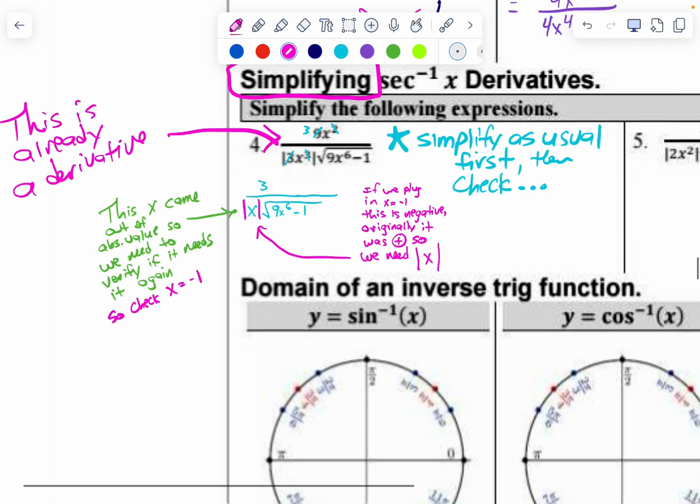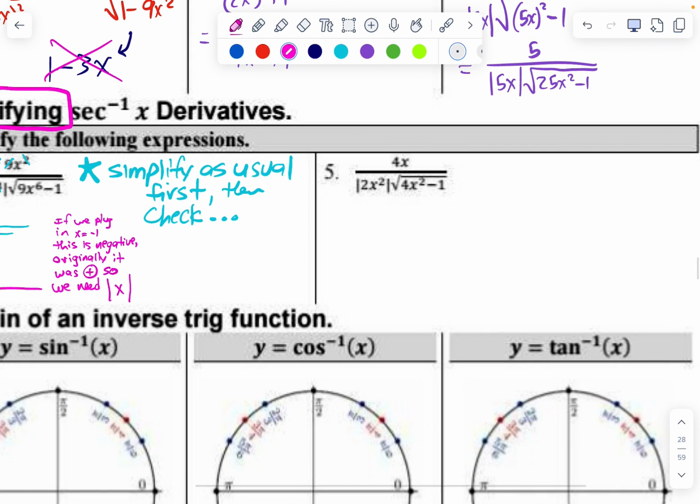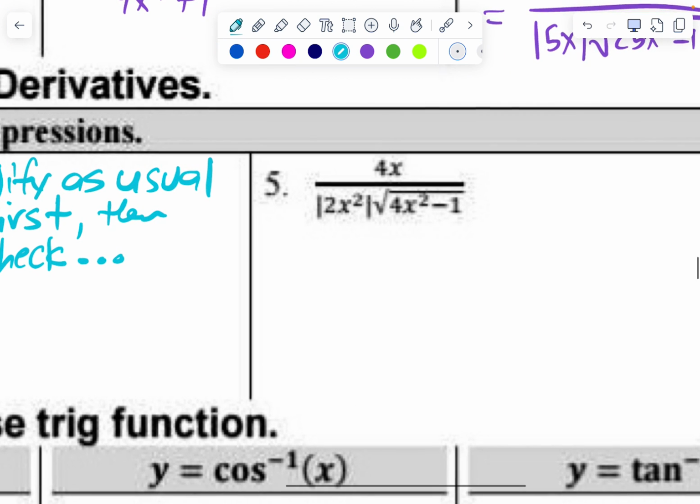Okay, let's look at the next one. This is already a derivative. Simplifying as usual, what can be simplified in this case? 4 and 2. Okay, that 4 becomes a 2. That 2 cancels. That x and that squared cancel, right? And so we're left with 2 over x square root of 4x squared minus 1.